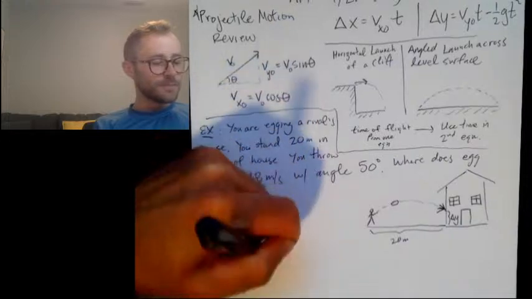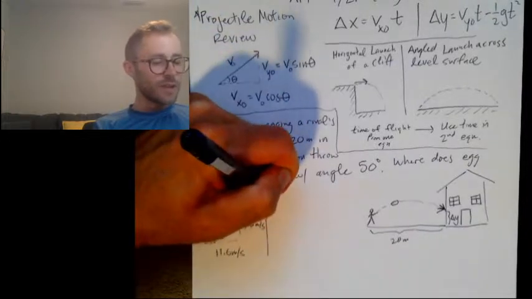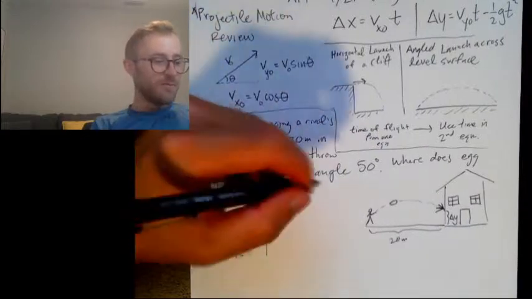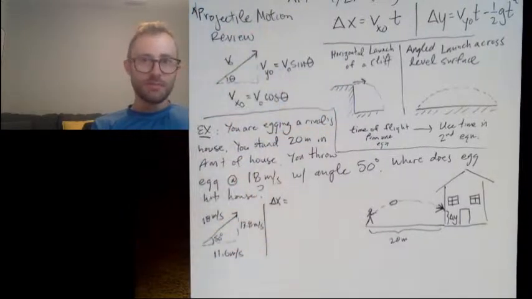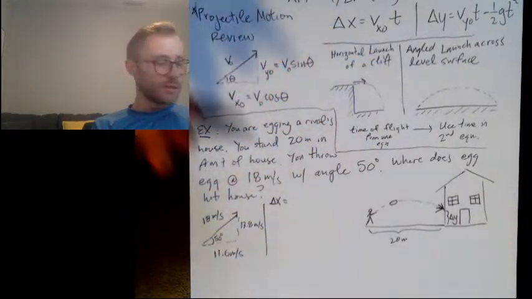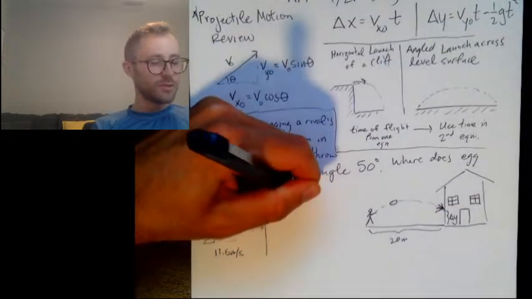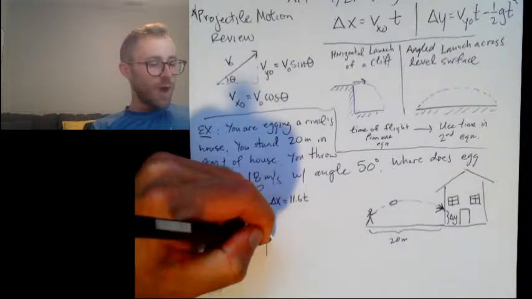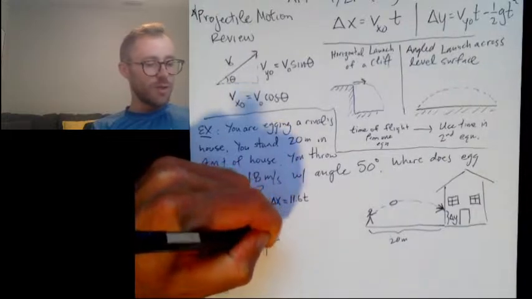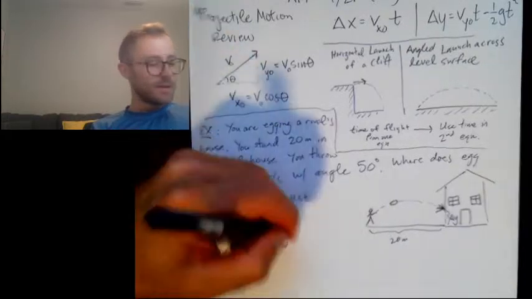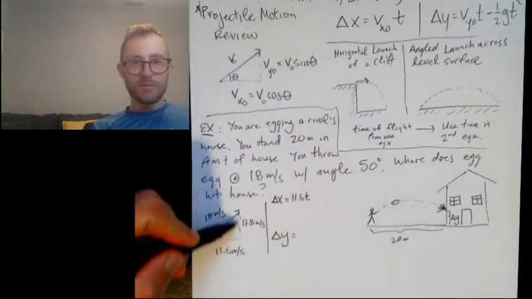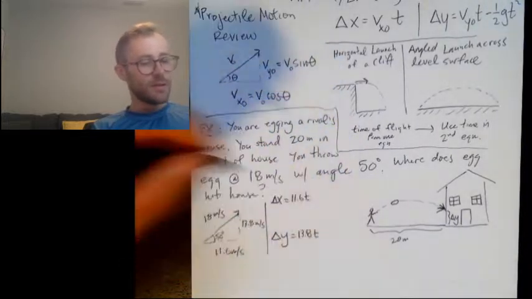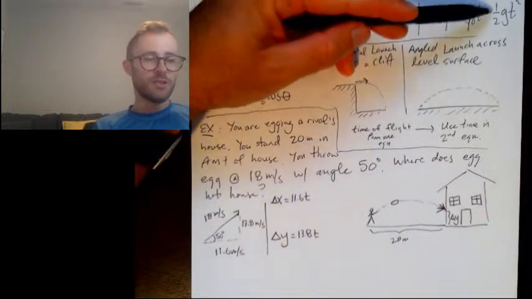There is delta x equals Vx naught times time. It's right up here. So that's going to be delta x equals 11.6 t. And then we're going to have a delta y equation, which is delta y equals Vy naught, 13.8 t, minus 1/2 gt squared.